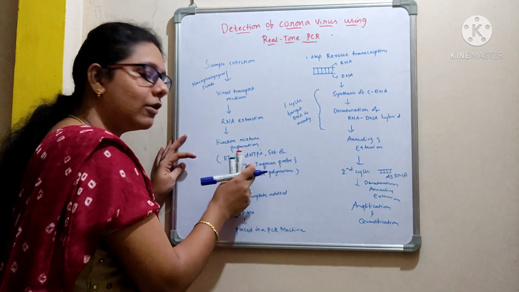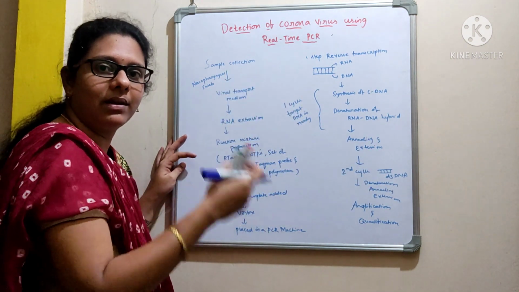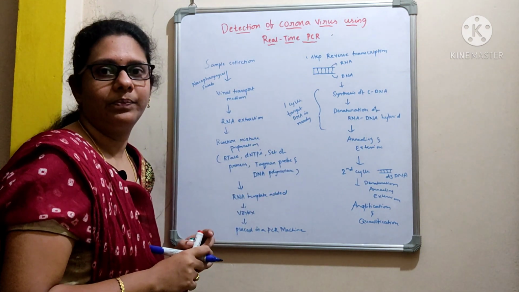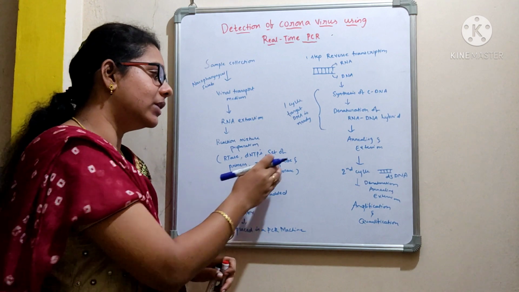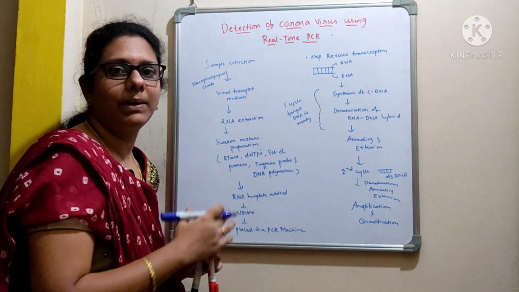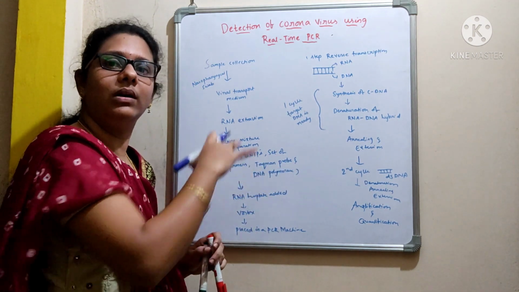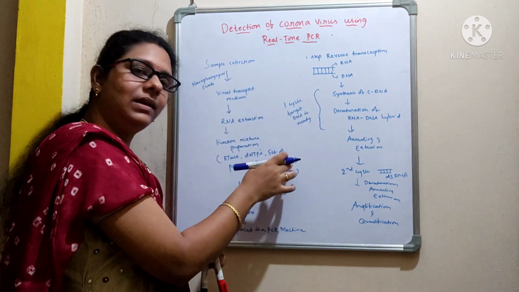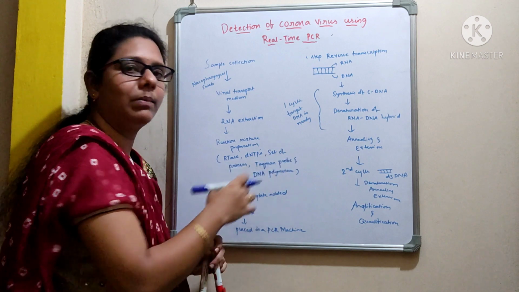Next we need a set of primers, that is the forward primer and the reverse primer, and we need a TaqMan probe here. In conventional PCR we don't need any TaqMan probe or SYBR Green dye, but here we are going to monitor the progress of the reaction, so we need either a SYBR Green dye or a TaqMan probe.